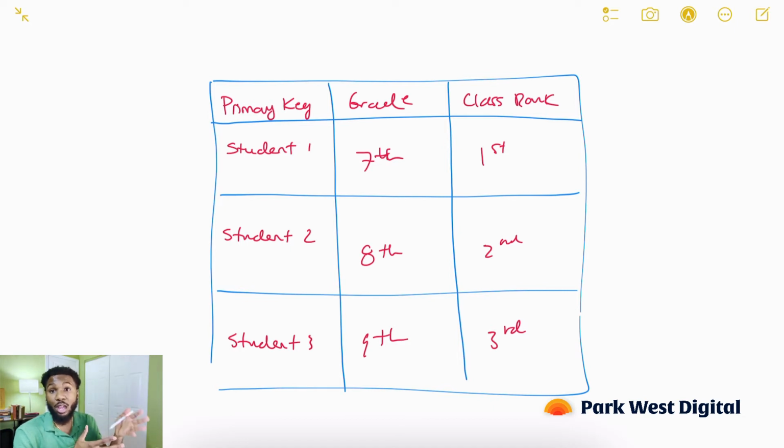That username is a primary key somewhere in some database in Facebook or Meta, I guess we're going to call it, some place in their database. So that's why you need primary keys.